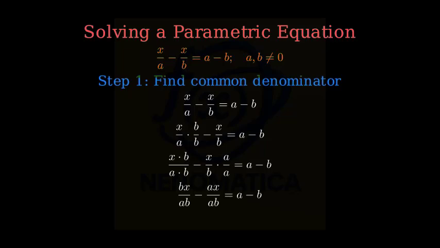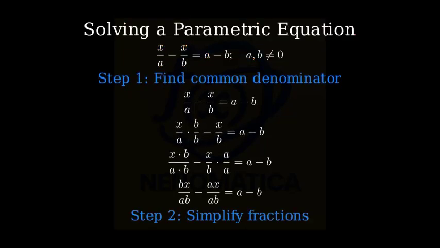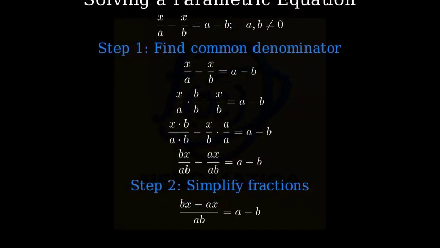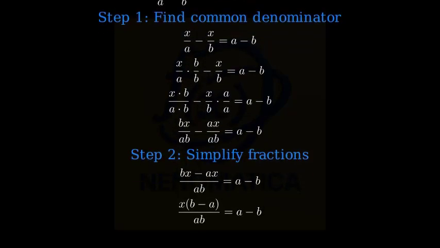Next, we'll simplify the left side of the equation. We can combine the fractions since they have the same denominator. We get bx minus ax over ab equals a minus b. We can factor out x from the numerator to get x times (b minus a) over ab equals a minus b.